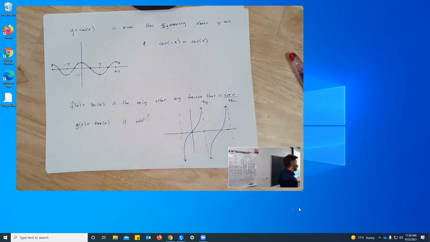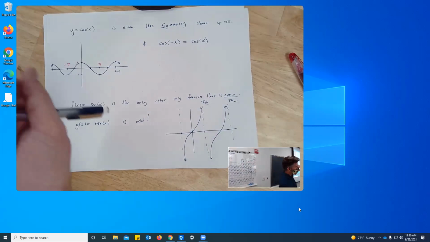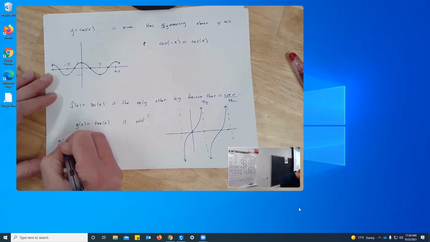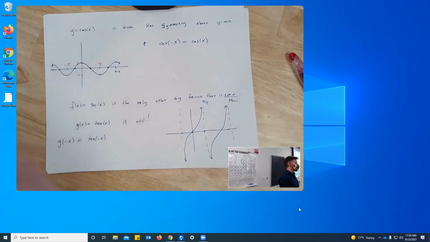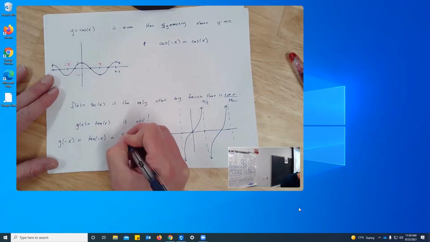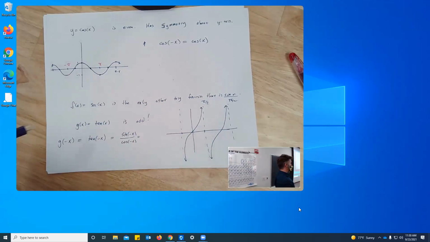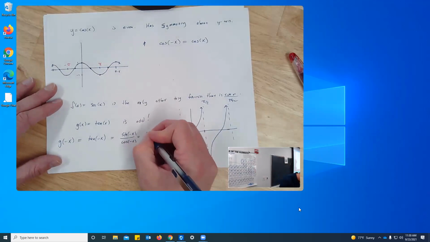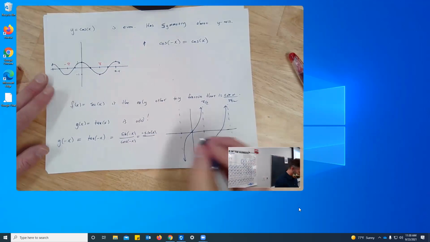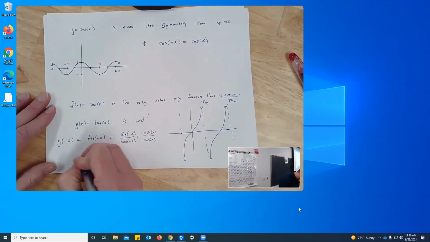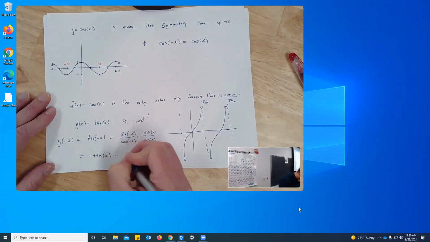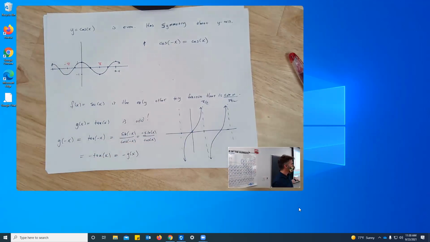You can show it's odd by knowing that sine is odd and cosine is even. If I wanted to look at g of negative x, which is tangent of negative x, tangent of a thing is just sine of the thing divided by cosine of the thing. So that would be sine of negative x divided by cosine of negative x. But sine is an odd function, so sine of negative x is negative sine of x. Cosine is an even function, so cosine of negative x is cosine of x. And negative sine over cosine is negative tangent, which is the negative of our function. And so we just showed that tangent was odd.